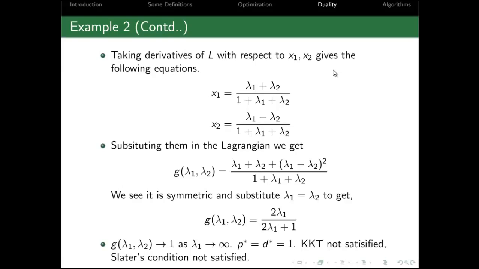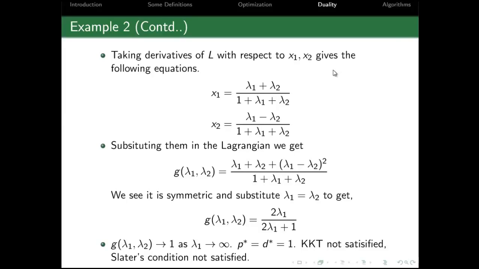You can see that this is a concave function which is symmetric in lambda 1 and lambda 2. So we can just substitute lambda 1 equal to lambda 2 equal to lambda 1 and go ahead. When we do that, we get 2 lambda 1 divided by (2 lambda 1 plus 1) as the g function. In the limit lambda 1 tending to infinity, g tends to 1. But otherwise there is no maximum achieved. So under asymptotic conditions, p star equals d star equals 1.